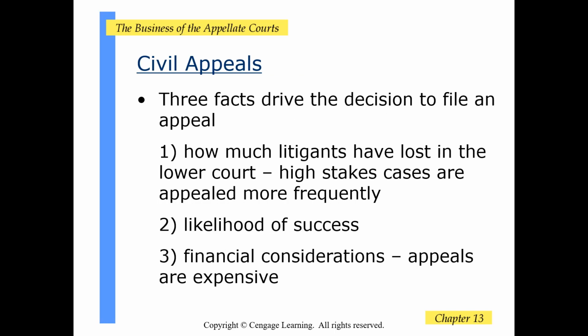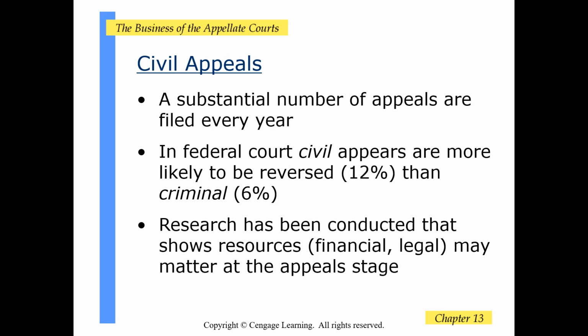In civil appeals, there are 3 factors that drive the decision to file an appeal. 1, how much litigants have lost in the lower court. 2, likelihood of success of the appeal. And 3, financial considerations of the appeal. A substantial number of appeals are filed every year. In federal courts, civil appeals are more likely to be reversed, 12%, than in criminal courts. Research has been conducted that shows resources may matter the most at the appellate stage.